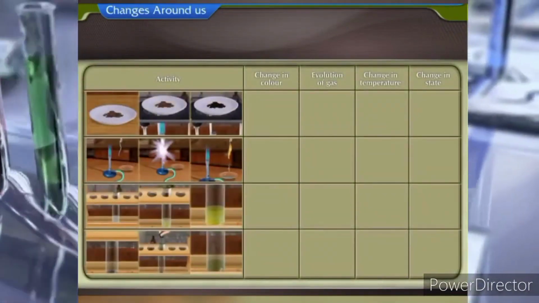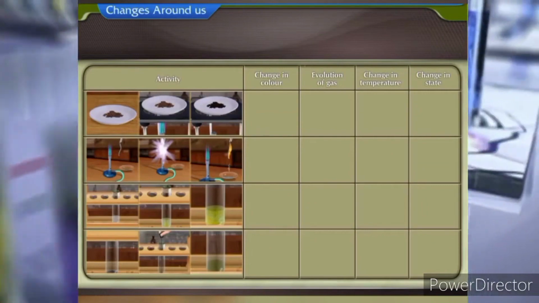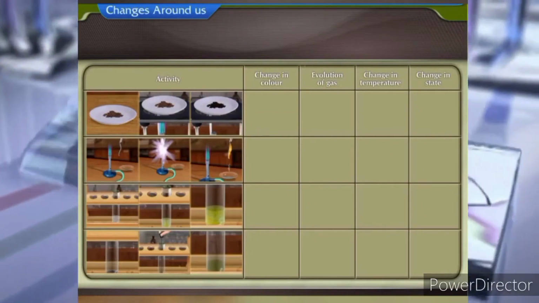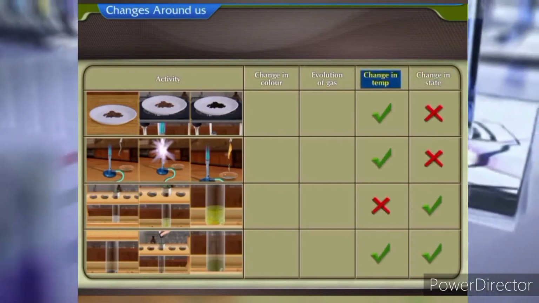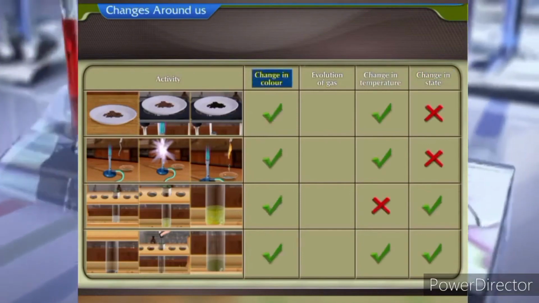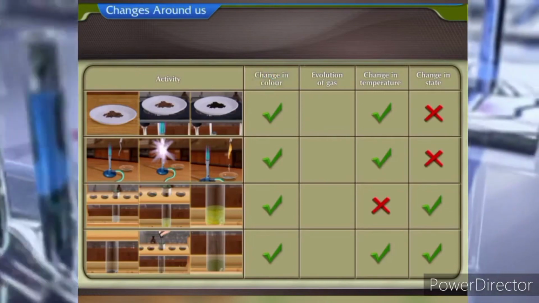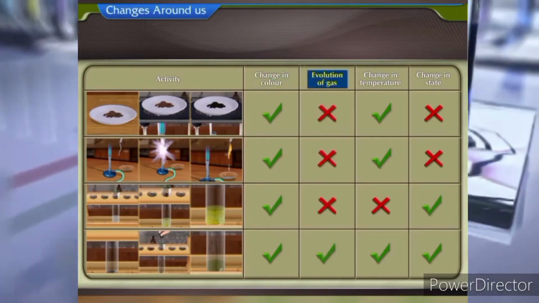From these activities, we can say that a chemical change or a chemical reaction takes place if there is a change in the state, temperature, color of the reactants, or sometimes if there is evolution of gas.